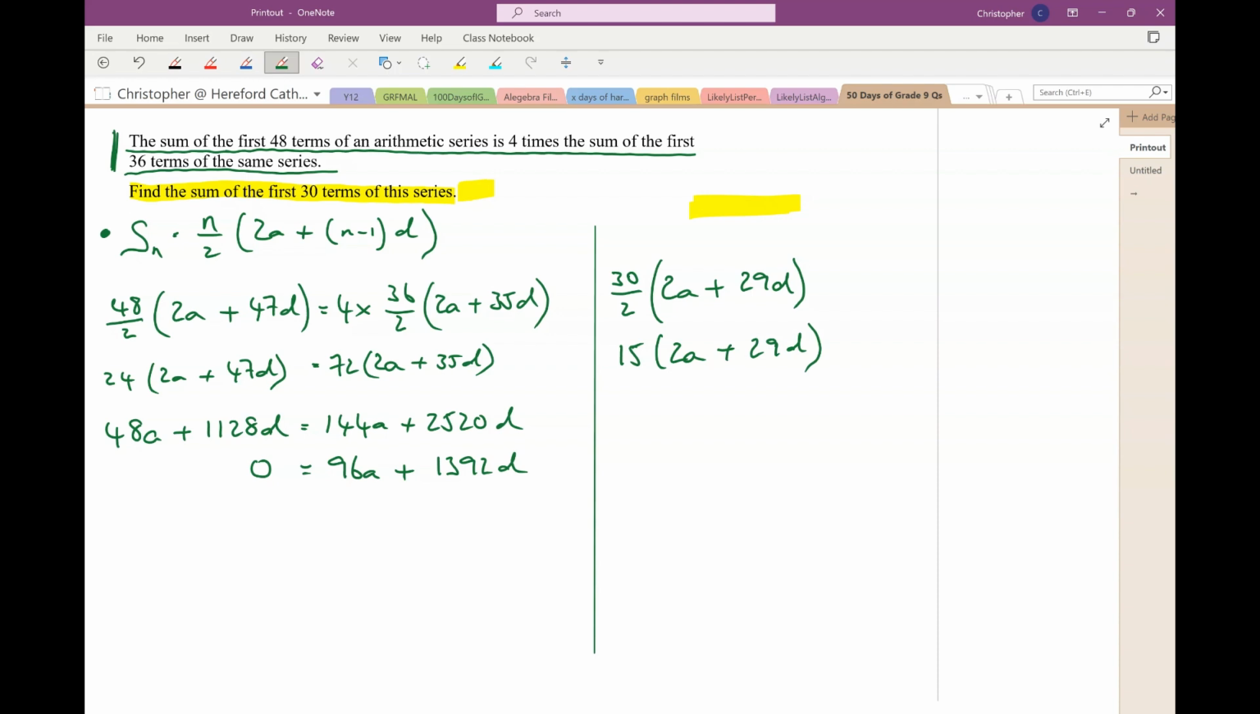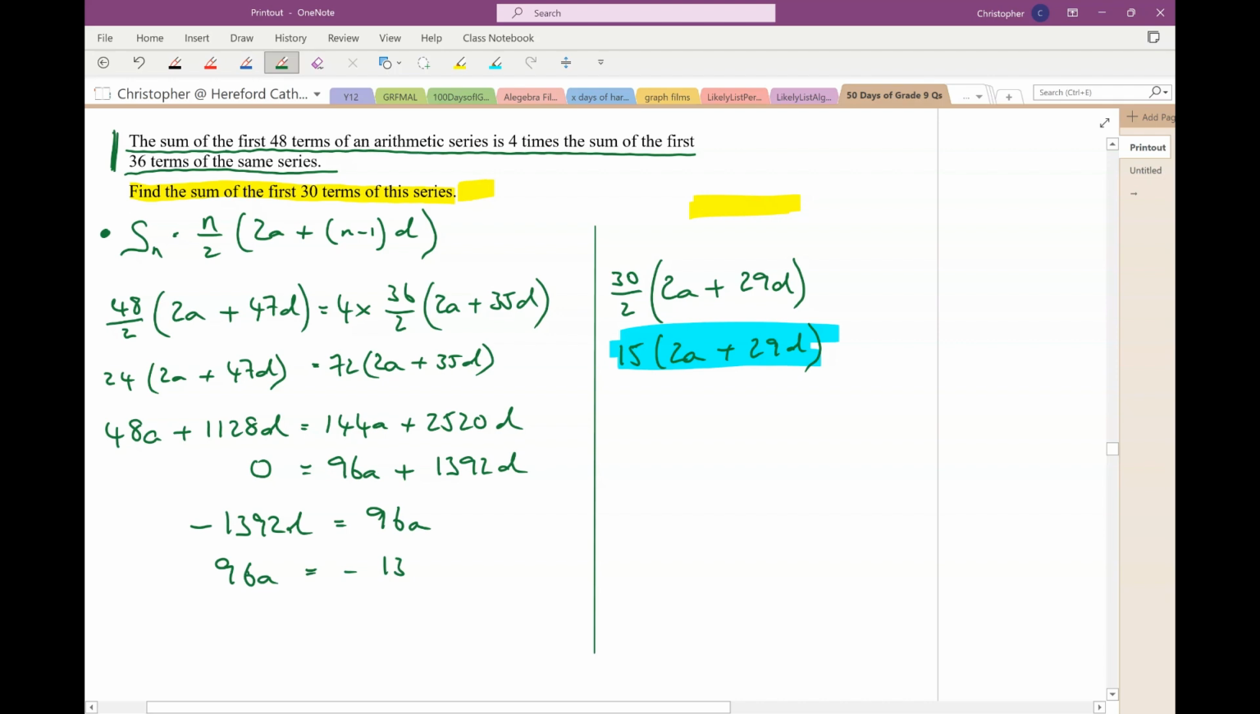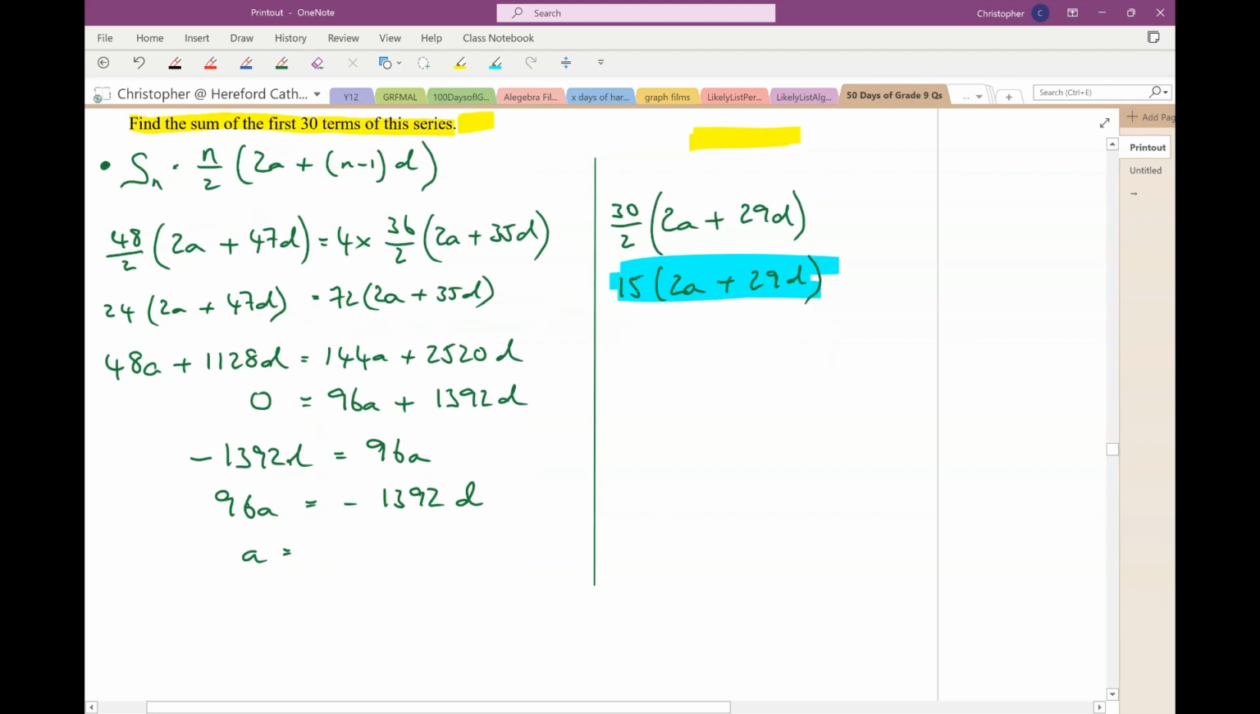Now, I'm kind of thinking, how am I supposed to evaluate this when I don't know A or D? The thing is, if you go back to the left-hand side, you can use your left-hand side to get an expression for A. Look, if I subtract 1392D from both sides, it gives me 96A. So I'm going to write that around the other way. 96A equals 1392D. Divide both sides by 96, and I get an expression for A.